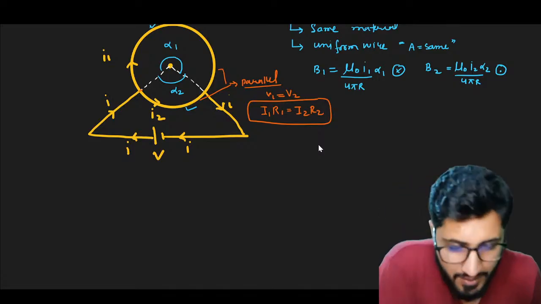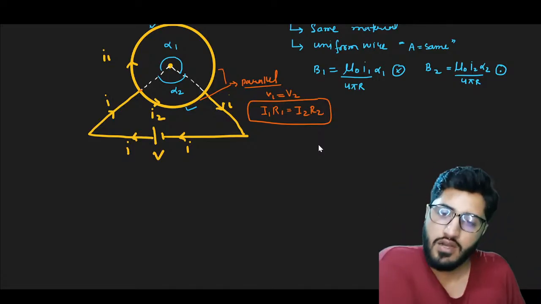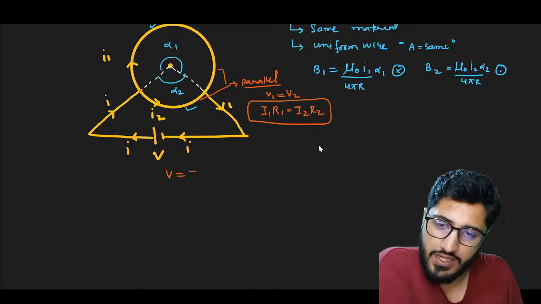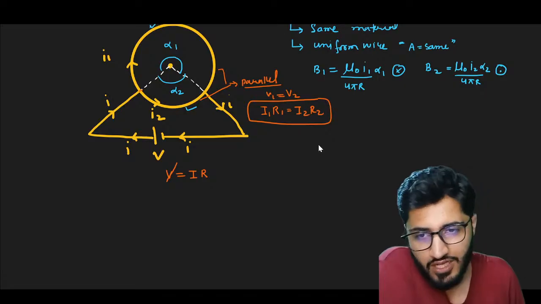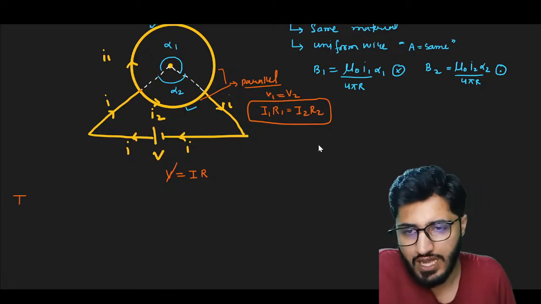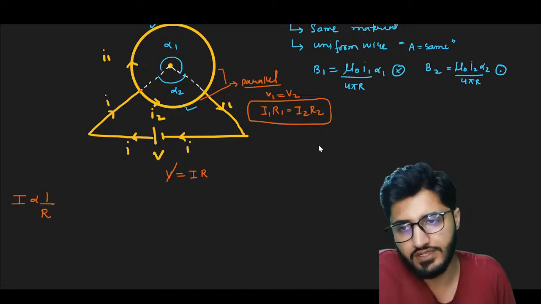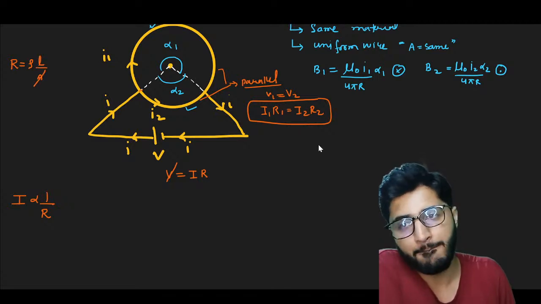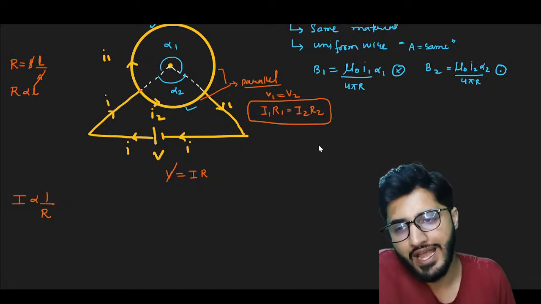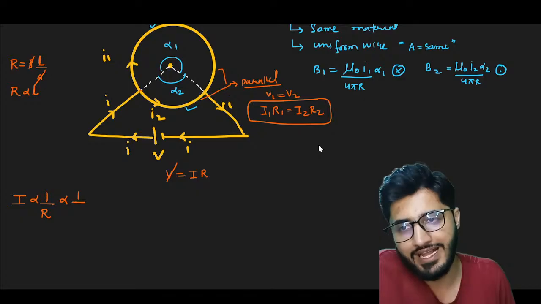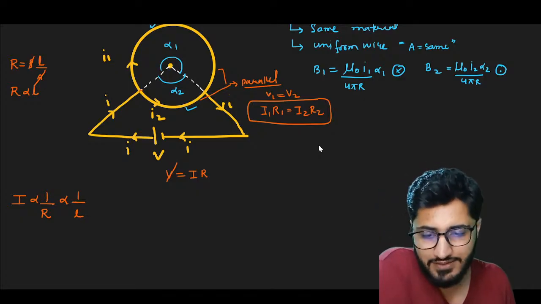Now, V is equal to I into R. V is the same. Can I write that current I is inversely proportional to the resistance? Yes, sir. But resistance is equal to resistivity times L by A. Area is the same, material is the same. That means resistance is proportional to the length. I can write it like this now.